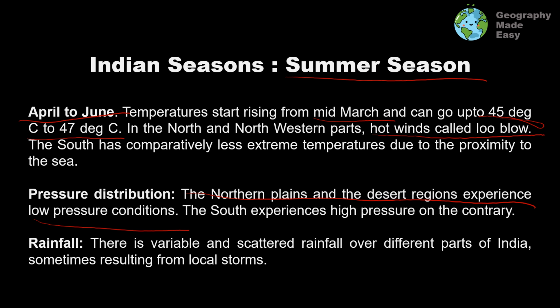The southern parts of the country experience higher pressure. Rainfall is varied and scattered over the entire subcontinent, bringing relief to certain parts of the country with the help of local storms such as Kalbaishaki or monsoon or mango showers. So we have different local names for these local storms in different parts of the country, which bring temporary relief to the areas which are experiencing heat.